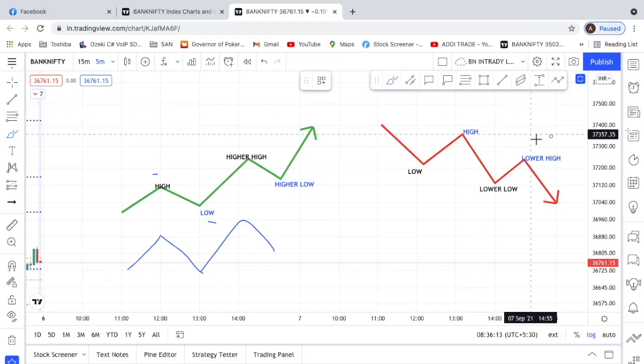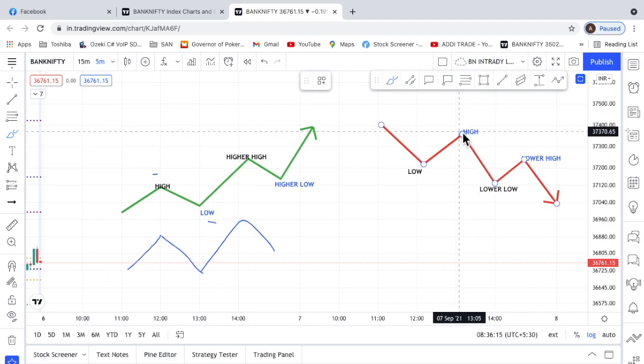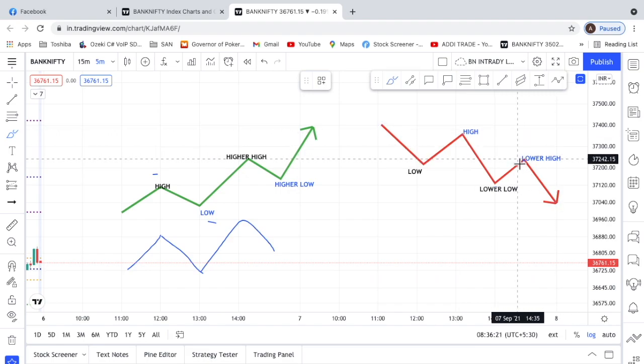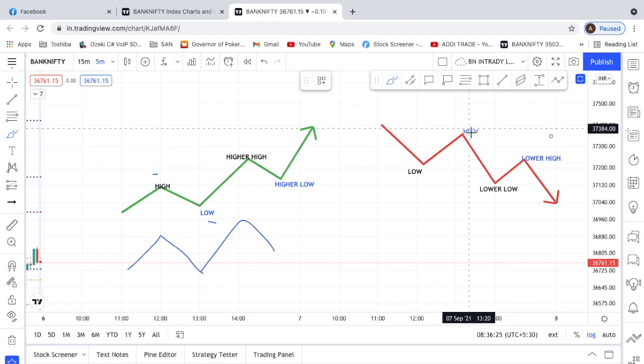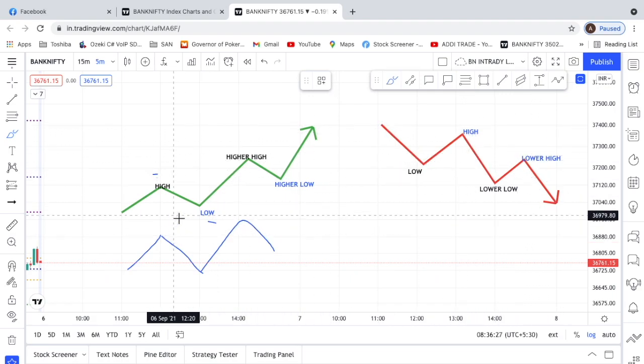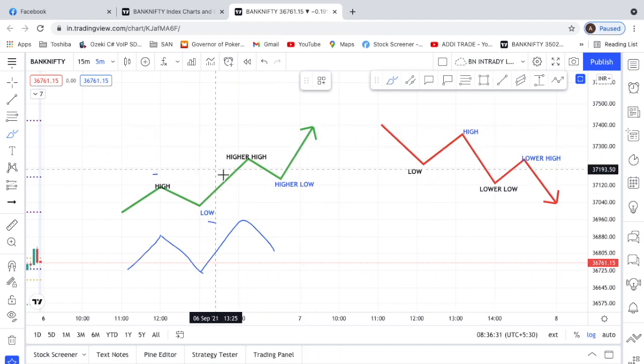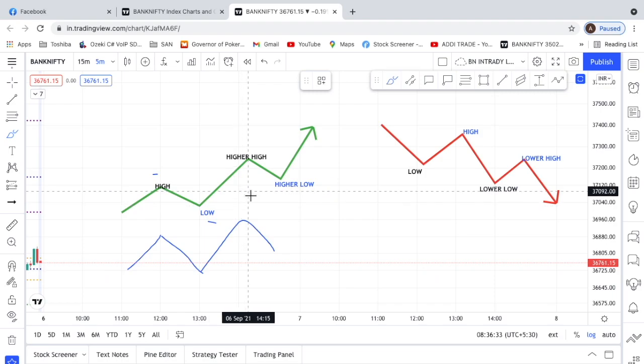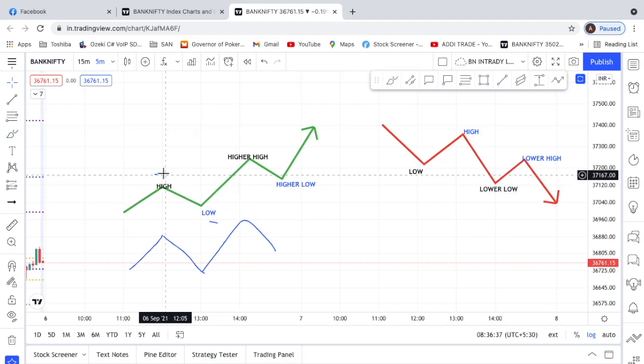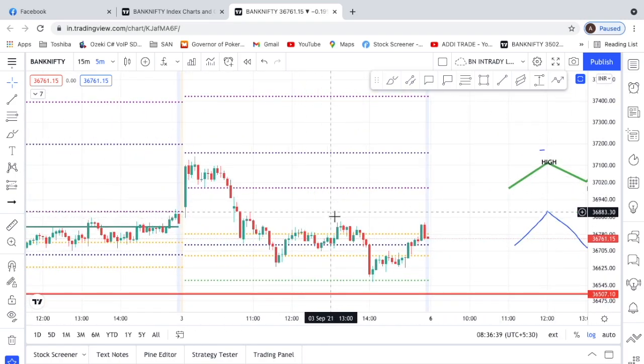Now what is this lower high? See, this high is at 37,368, and this lower high is at 37,240. So this value is lower compared to the previous high. So this is how the market moves in an uptrend and a downtrend. We'll be making use of even this logic to place stop loss, whether it is options or futures, along with the CPR pivots that I'm going to be using.